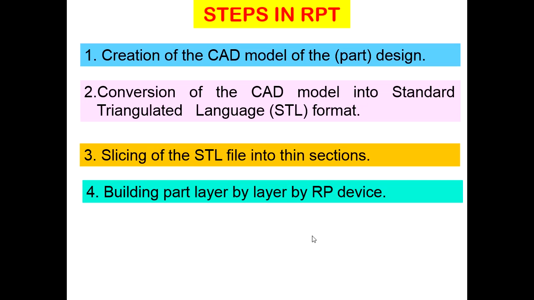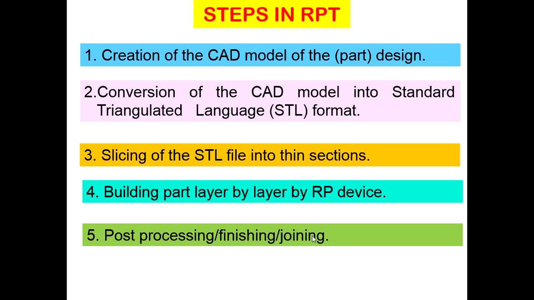And then building the part layer by layer with your special purpose rapid manufacturing device. So layer by layer manufacturing will be there, and the thickness of the layer you have to decide. The smaller the thickness, the more will be the number of layers. The larger the thickness, the fewer will be the number of layers. Then finally you have to go for post processing, finishing or joining. So any chips, burrs or extra material, you have to remove with the help of this post processing or finishing process.